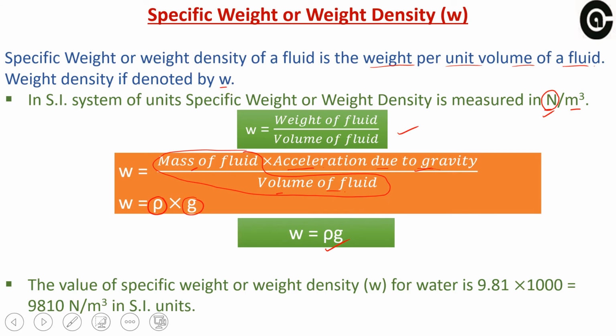The value of specific weight or weight density for water is given by 9.81, which is g, and this is rho for water. That means 9810 Newton per meter cube in SI units.